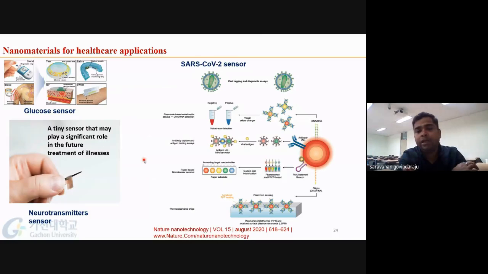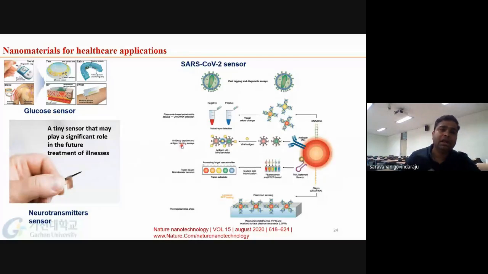So here, how nanomaterials are useful for healthcare applications, such things we are going to talk about. For healthcare applications, there are glucose sensors, neurotransmitter sensors, and currently many people are working on SARS-CoV-2 sensors. Recently in my lab we are also going to start on a SARS-CoV-2 sensor. The materials we already received, so in the coming week we are going to start on COVID.